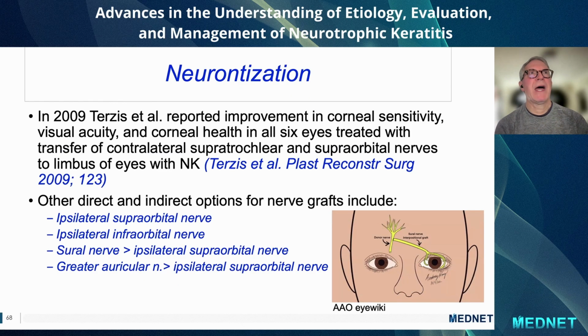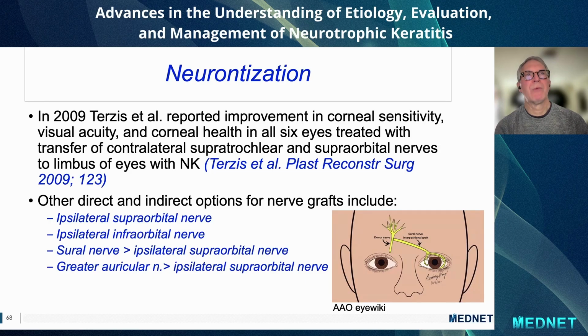There's also been interest over the past decade or so in using neurotization. Probably this is available mainly at academic centers, usually done by oculoplastic specialists who have experience doing it. The initial report was from Terzis and colleagues at Toronto Children's Hospital, which reported improvement in corneal sensitivity, visual acuity, and corneal health in all 6 eyes treated with transfer of the contralateral supratrochlear or supraorbital nerves to the limbus of the eye with NK. That was sometimes difficult, to stretch the nerve like that.